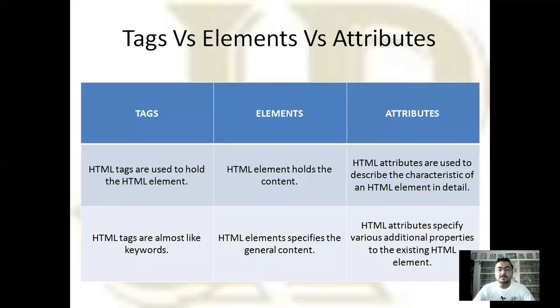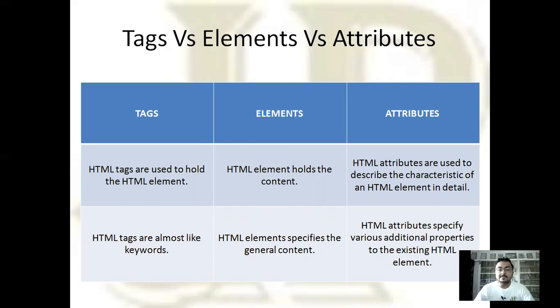So these three are the building blocks of HTML: tags, elements, and attributes. So what are the differences between these three? HTML tags are used to hold the HTML element, while HTML elements hold the content, and attributes are the characteristics of an HTML element. Clear?